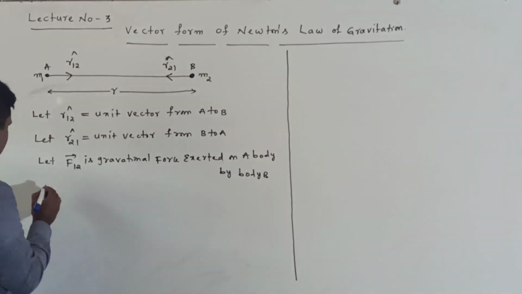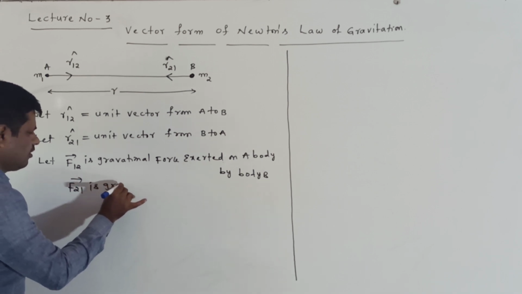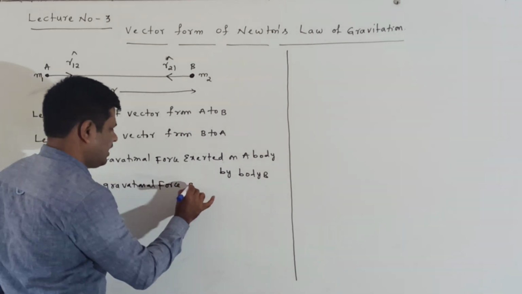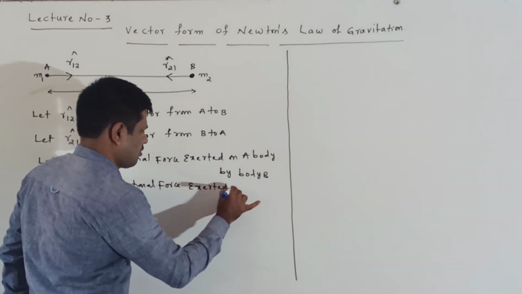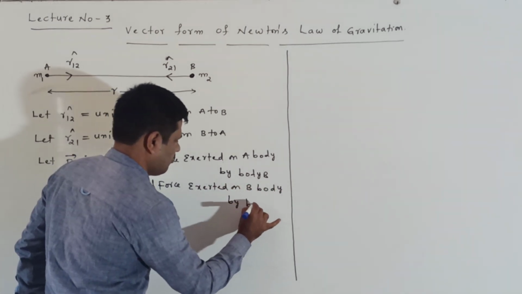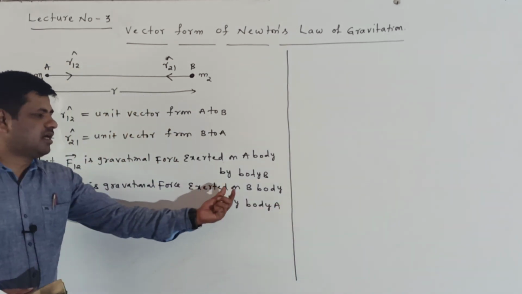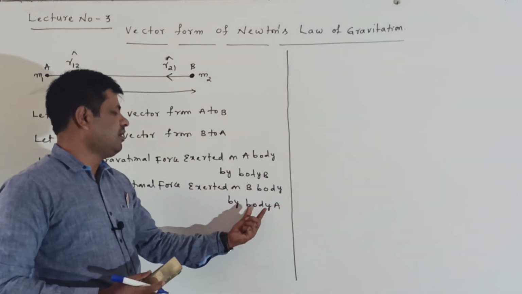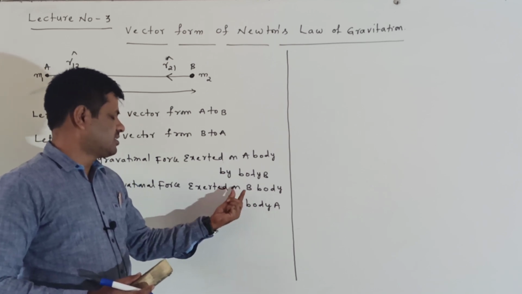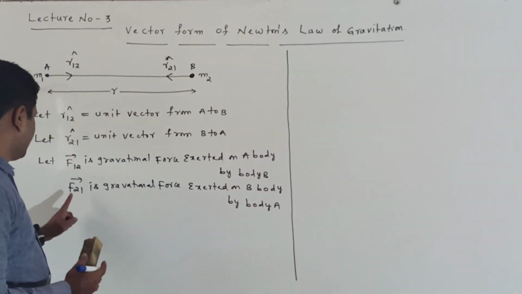Next I am writing F21 bar. Similarly, it is the gravitational force exerted on B body by body A. B body means the m2 body. Exerted on the m2 body by which body? The m1 body. That's the reason I write F21.